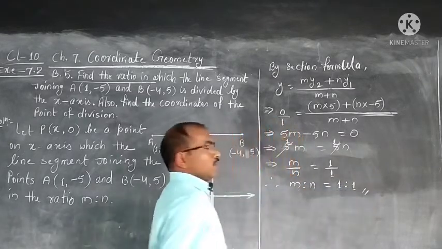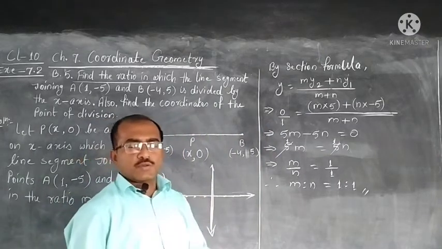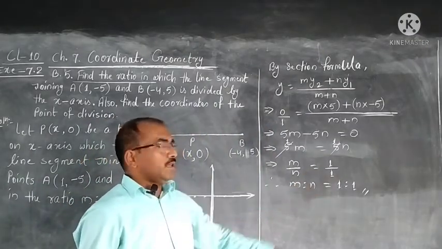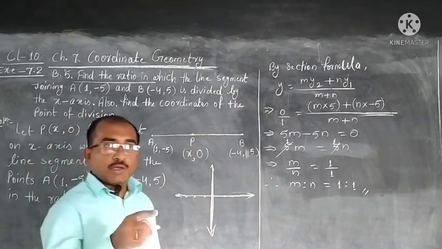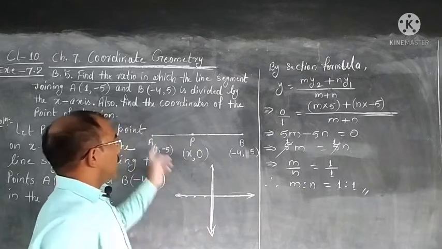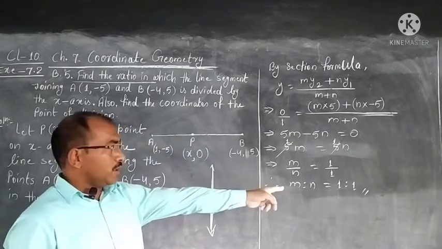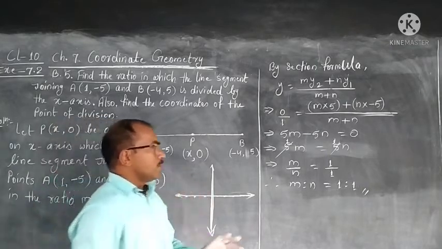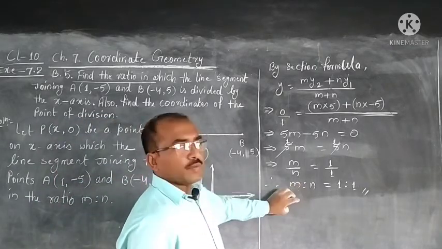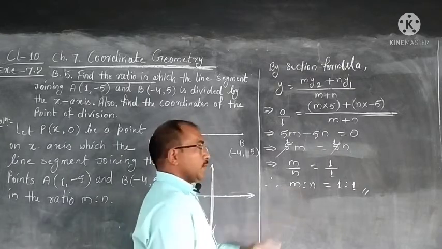Now one more thing I want to ask you, a simple multiple choice type question: if m:n is 1:1, then this point is where? This point is the midpoint, exactly in the middle of these 2 points. That is why the ratio we are getting is equal. Anyway, that is not part of it, but we should know. Sometimes we should be very observant.